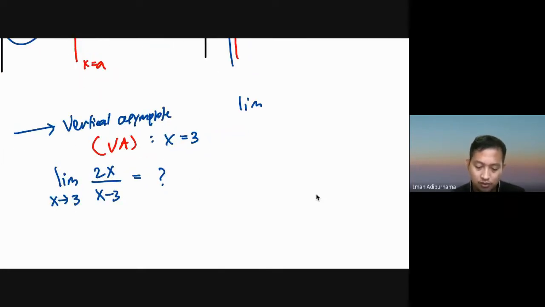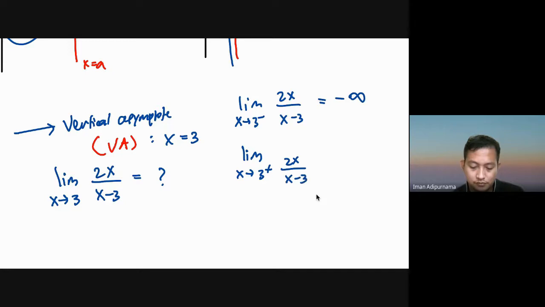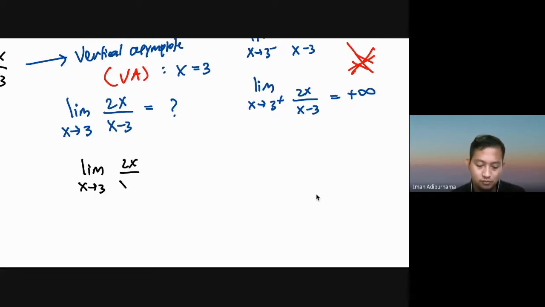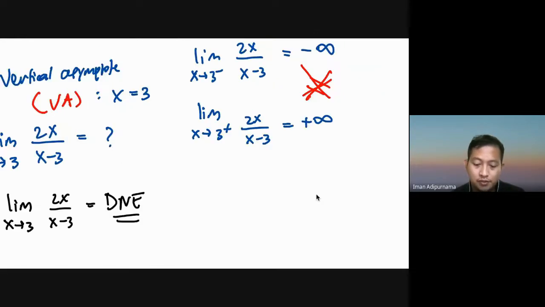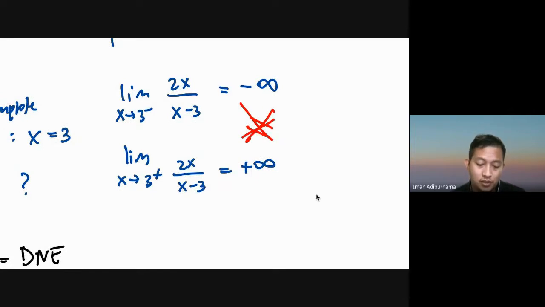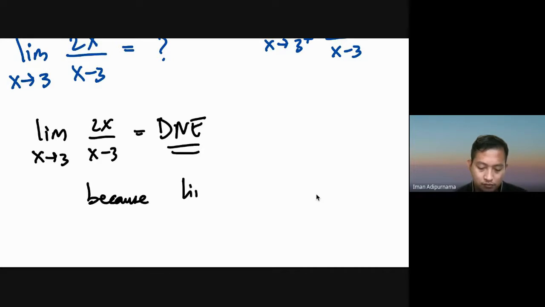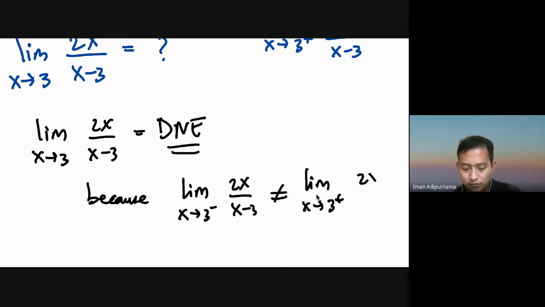So the limit as x approaches 3 from the left, we know that from the left it will be negative infinity. And from the right it is positive infinity. Because this is not the same, the limit doesn't exist. It doesn't exist because of the different behavior between the left hand limit and right hand limit, not because of the infinity.